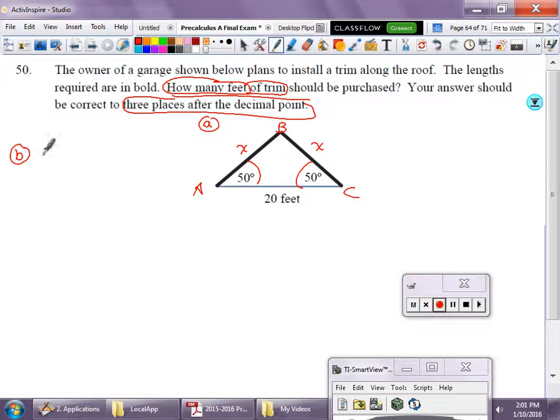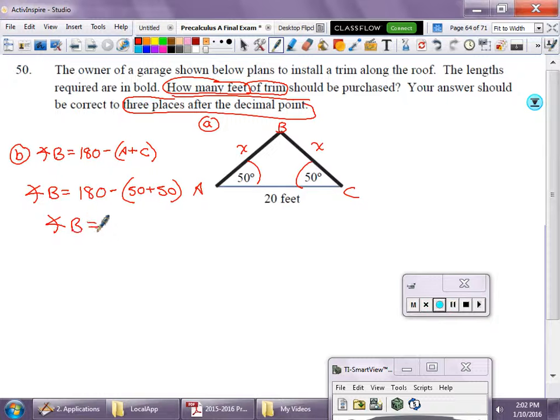Angle B is equal to 180 minus the sum of the other two, angle A plus C. So angle B is equal to 180 minus 50 plus 50, which you should see right away. You don't have to do all that. Angle B is 100. Excuse me, is 80.